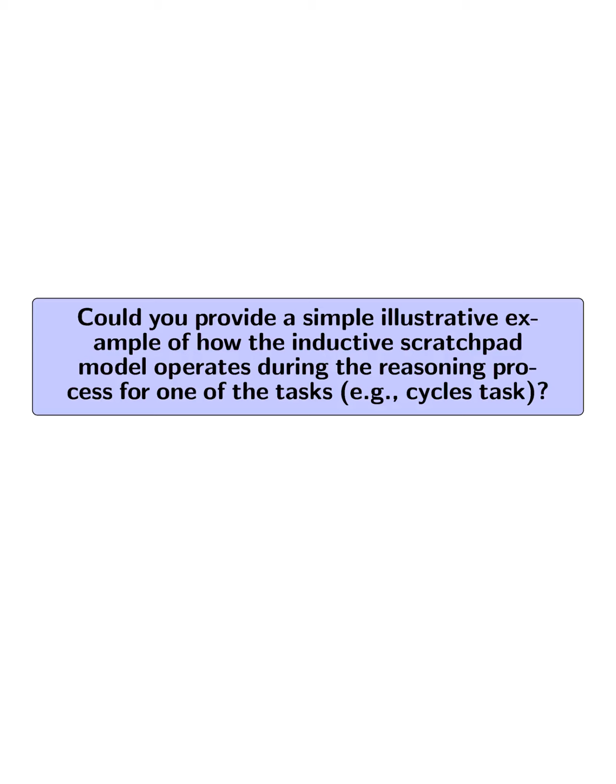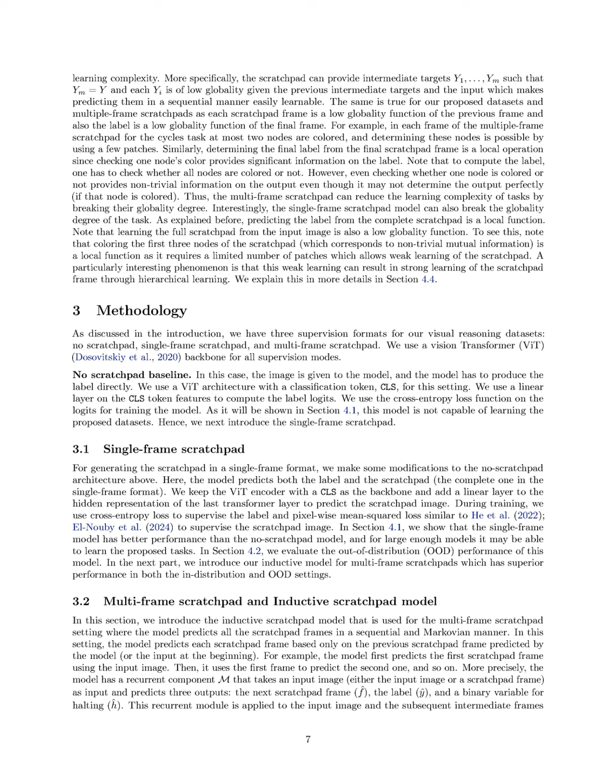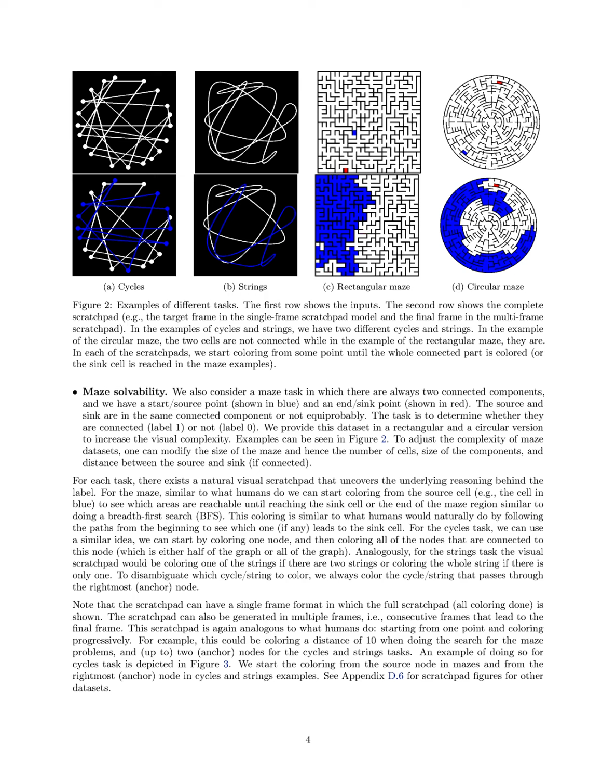Could you provide a simple illustrative example of how the inductive Scratchpad model operates during the reasoning process for one of the tasks, e.g., the cycles task? The inductive Scratchpad model operates by generating a sequence of frames that represent the reasoning steps needed to solve the cycles task. For instance, when presented with an image depicting a graph with nodes and edges, the model first predicts the initial Scratchpad frame based on the input image. This frame might show the coloring of one node, indicating the starting point of the reasoning process.